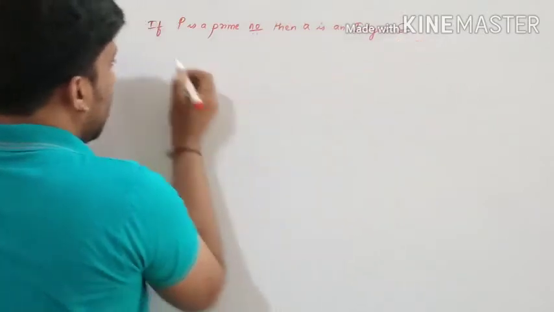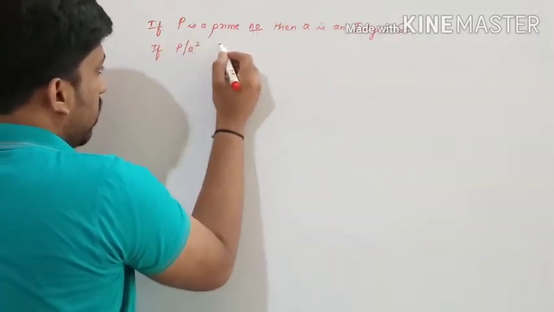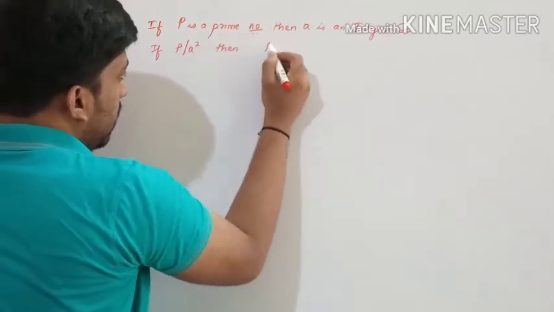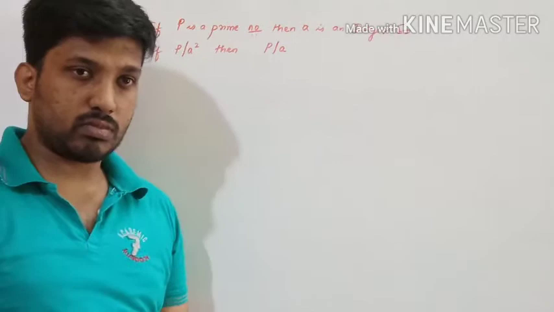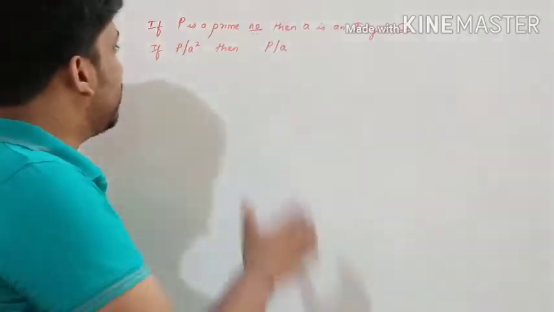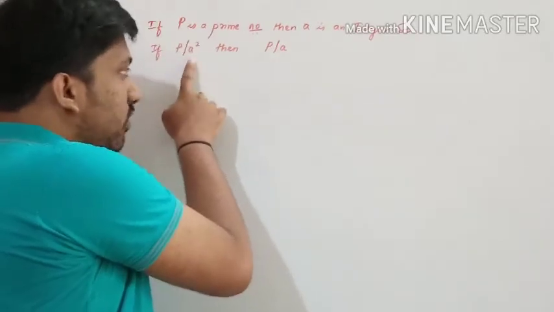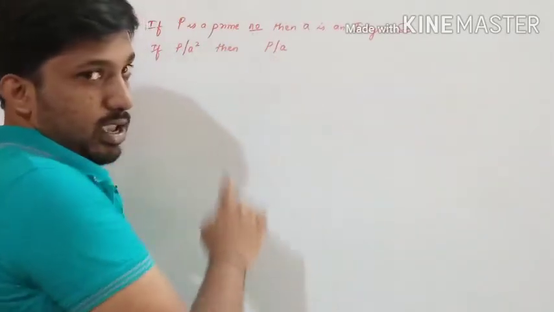So if p divides a square, then p divides a. This is the theorem. Now, to prove this theorem, we know that p is a prime number, and if p divides a square, we need to prove that p also divides a.